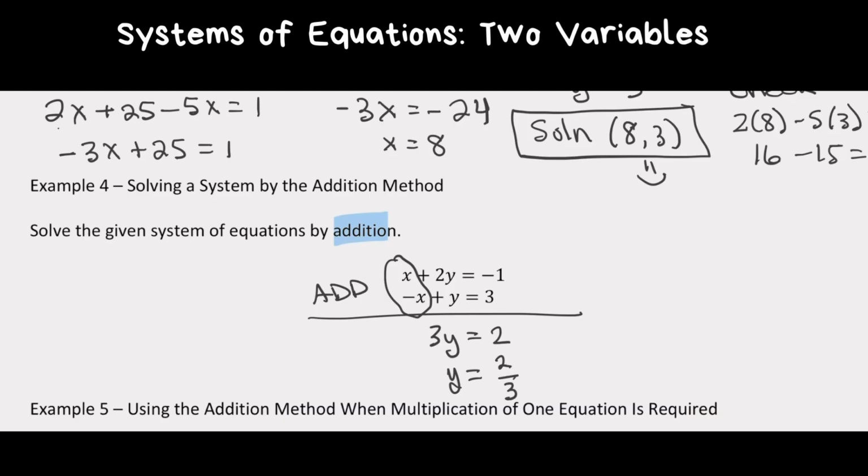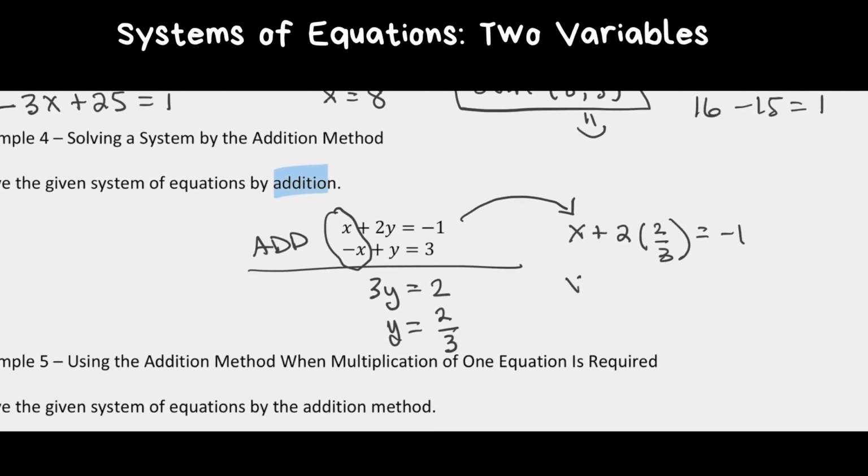If I know y, I can come back, I can plug it into any equation and solve for the corresponding x. So I'll just go ahead and use the top one. We call this back substituting. I don't know x, but I do know y. This ends up being 4/3 equals -1.